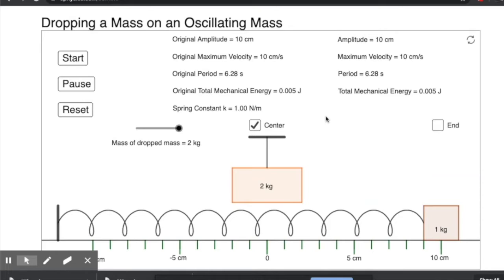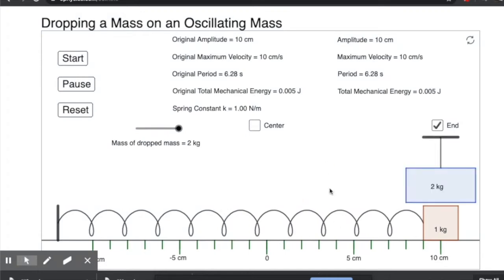What I want to do now is go through both scenarios, talk about the differences, and talk about why the differences are, in fact, differences, to allow you to check whatever work you might have done for this problem. Okay, so I'm going to start the simulator off at the end. First, I'm just going to let it run. We'll watch what happens to these values over here: the amplitude, the maximum velocity, the period, the total mechanical energy. We'll see how they compare, and then we'll try to work through why.